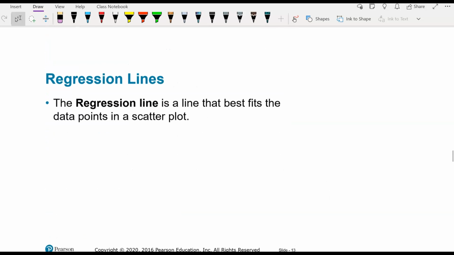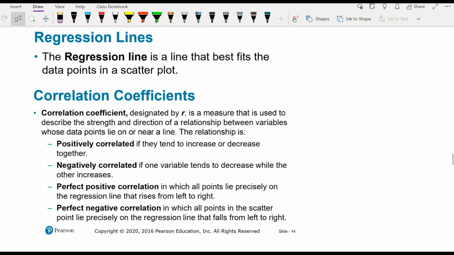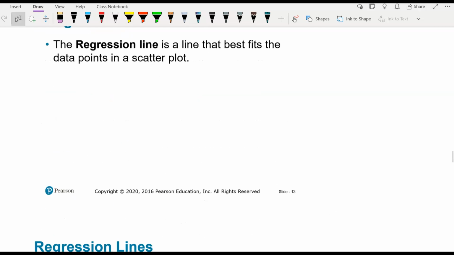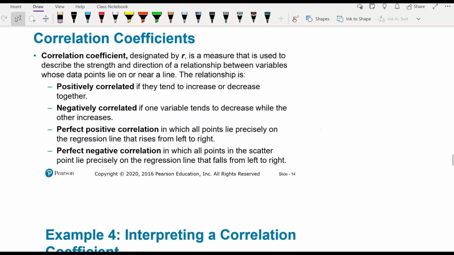All right, regression lines. The regression line is a line that best fits the data points in a scatter plot. That was a repeat. That should not have been there.